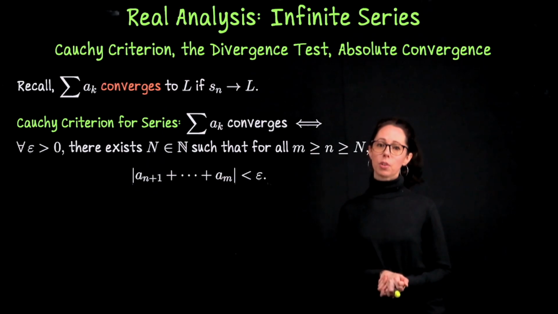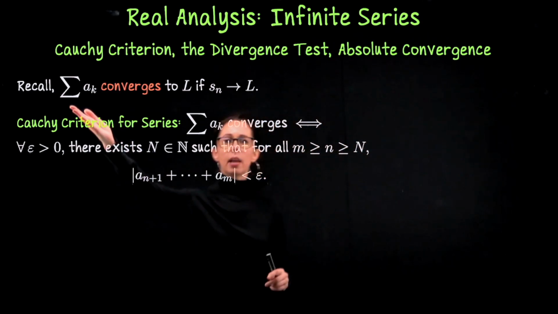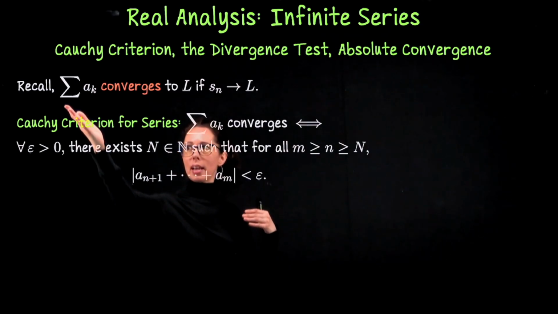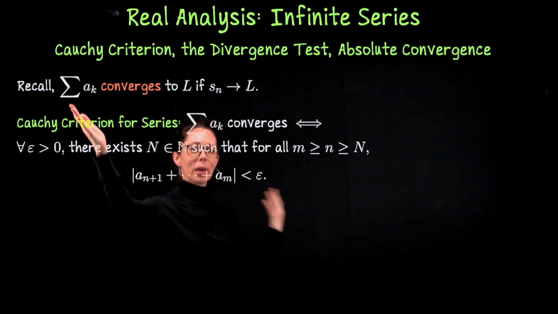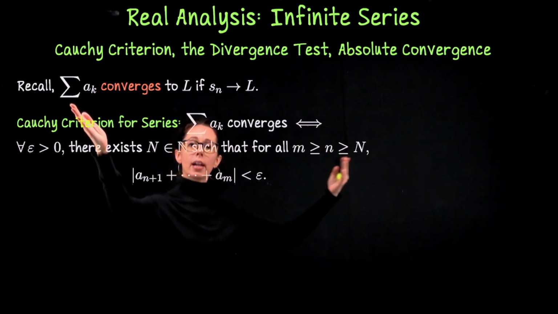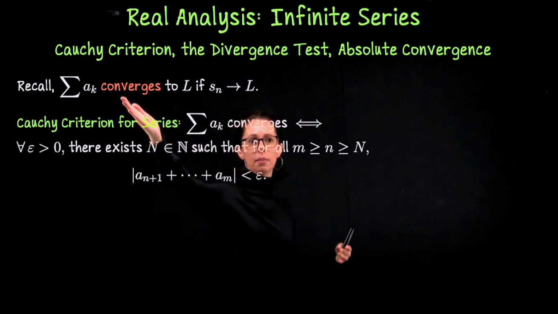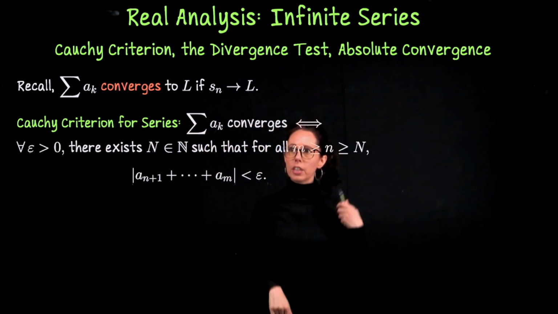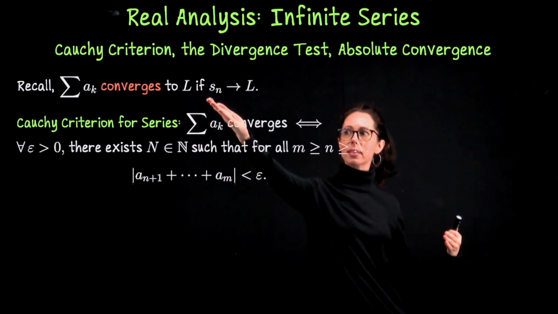Let's remind ourselves of when such a series converges. We say that an infinite series of numbers, here I'm just denoting it as sigma a sub k, where this could start at k equals 0, k equals 1, whatever, but it goes through the natural numbers off to infinity, so it's an infinite sum, converges to a number L if the associated sequence of partial sums converges as a sequence to L.